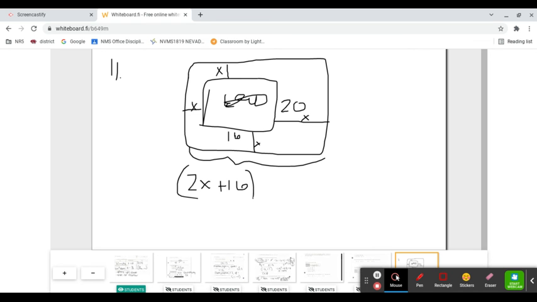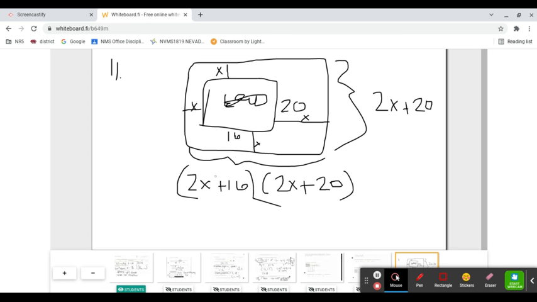Then I need to do the same thing for this side. You have X here, 20 here, X here. So it's 2X plus 20. Then I'm going to multiply those two things together. FOIL first, outside, inside, last. 2X times 2X is 4X squared. Multiplied these two first, 2X times 20 is 40X. 16 times 2 is 32X. And 16 times 20 is 320.